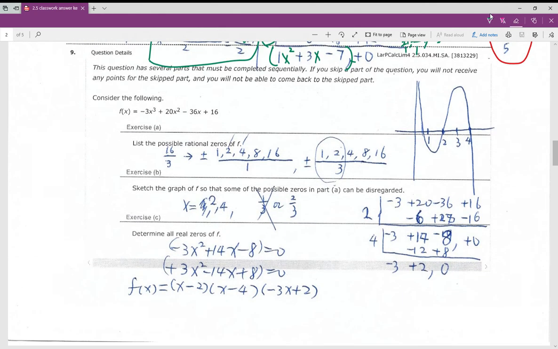Number 9. You list all the possible choices. Okay. So this number here, this number goes there, and then you try to find all the possible choices. 3 may factor to 1 and 3. And for the 16, you have all the possible factors.